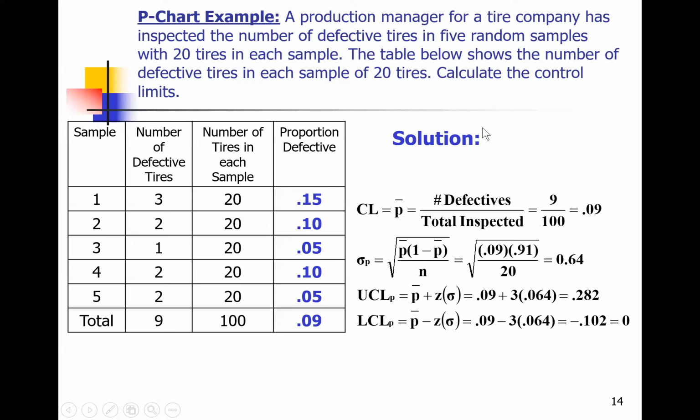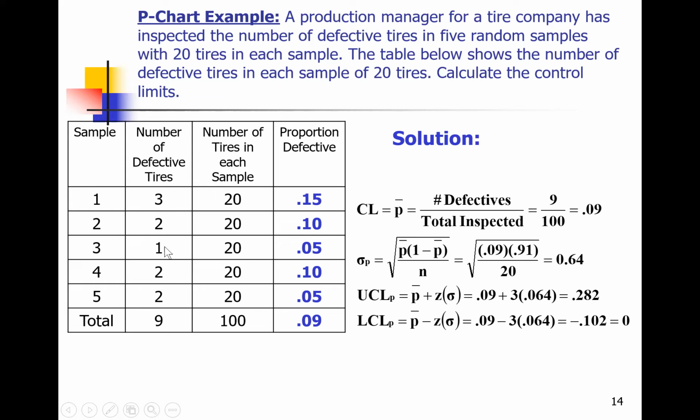Now, come to the example of a P chart. When will you use a P chart? This example may make it clearer. A production manager for a tire company has inspected the number of defective tires in 5 random samples with 20 tires in each sample. The table below shows the number of defective tires in each sample of 20 tires. Calculate the control limits. So your job is to calculate the control limits.